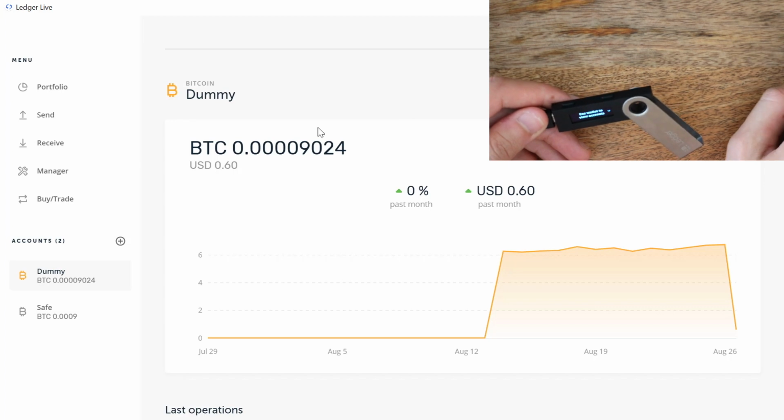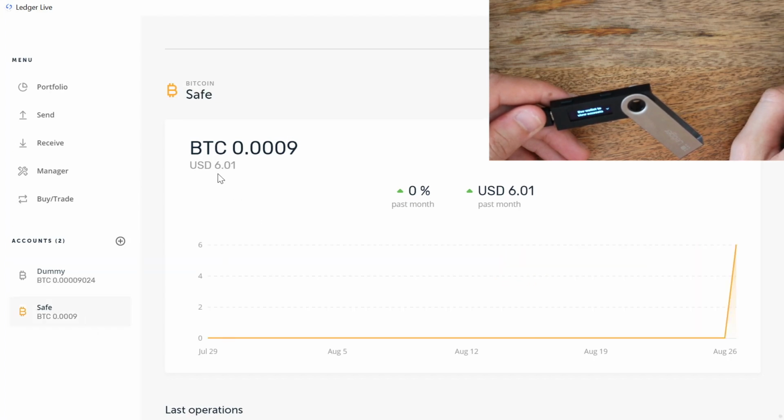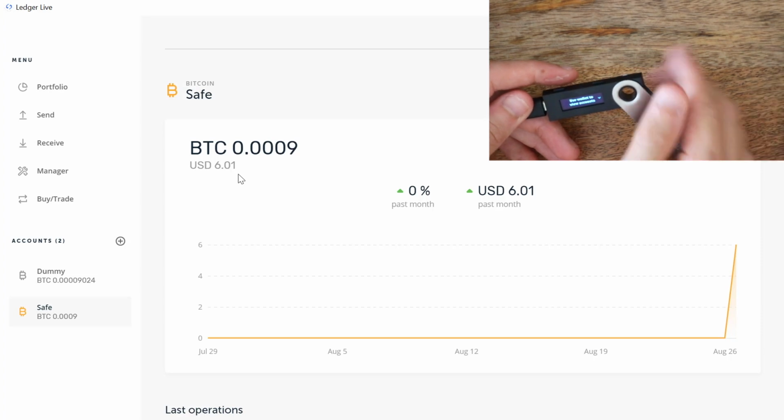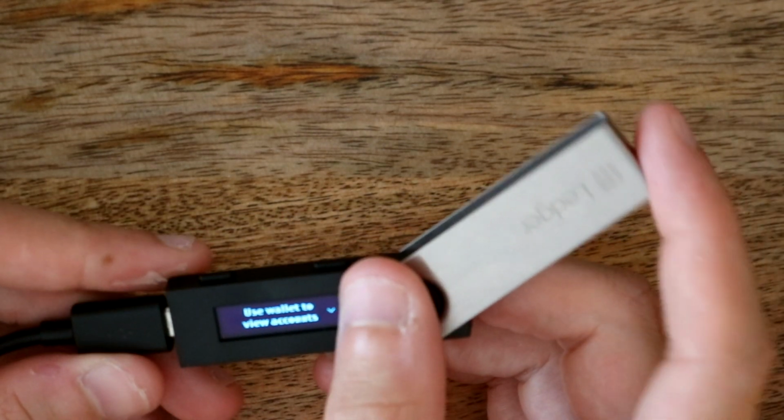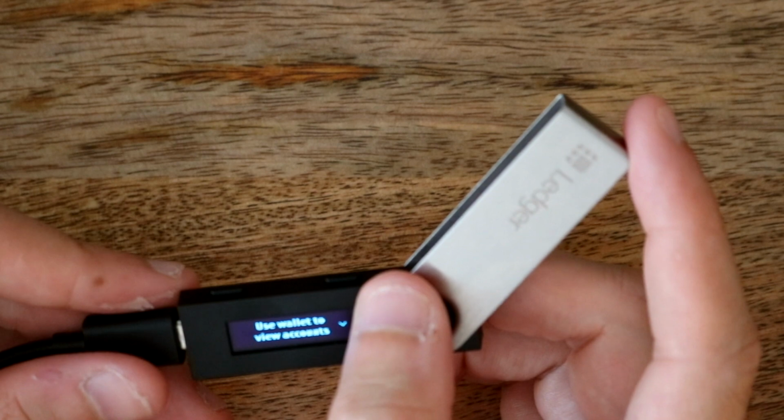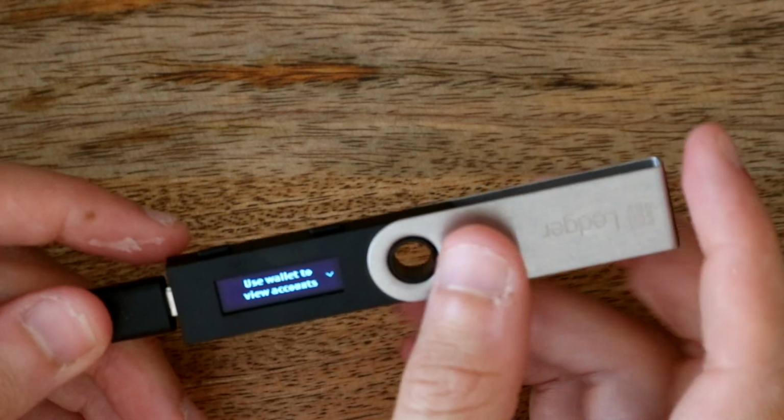You can say, oh, all I have is 60 cents worth of Bitcoin. You know, normally these numbers would be higher. I just use a small amount for this illustration. And oh, we actually have about 10 times that. We have $6 instead in our Safe account that they will never see. And this gives us plausible deniability. So that is how you set up 25th word protection on a Ledger.